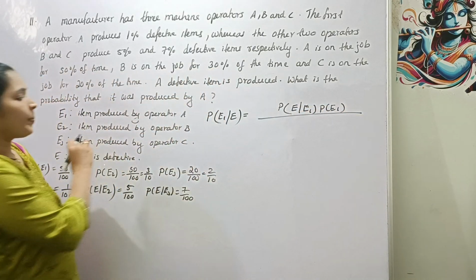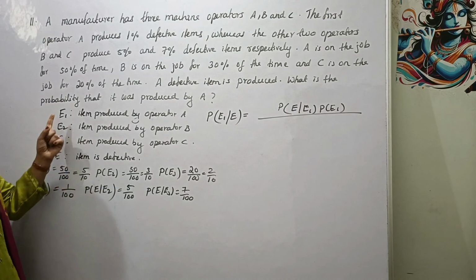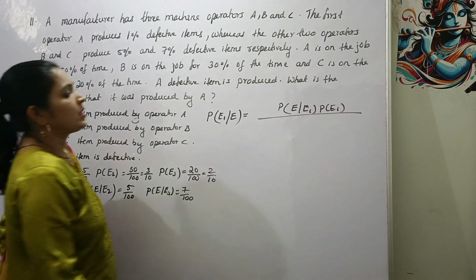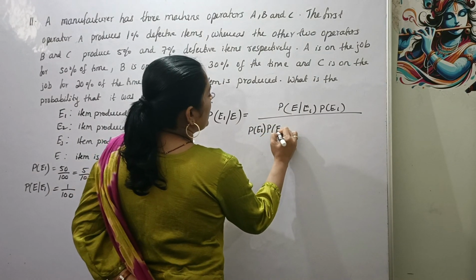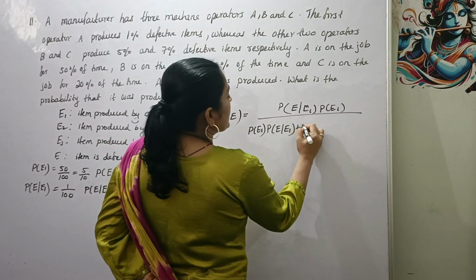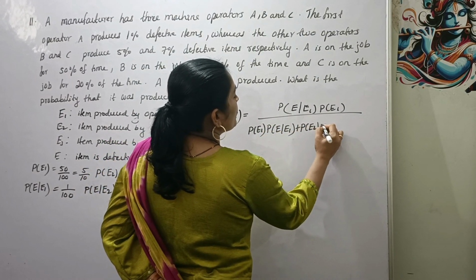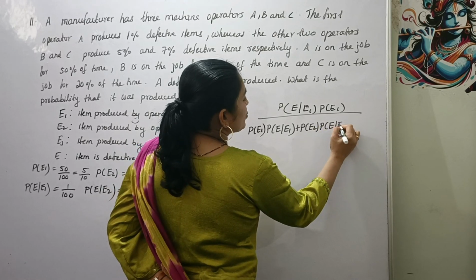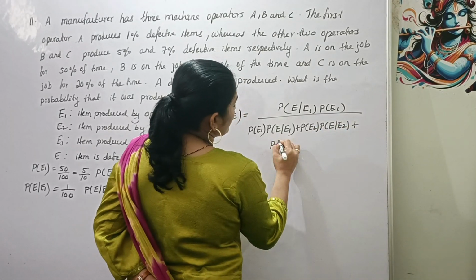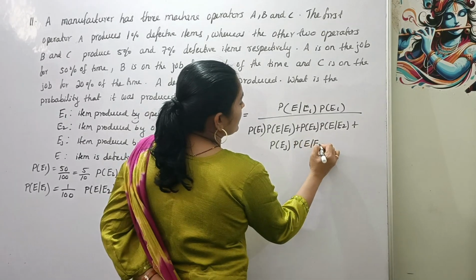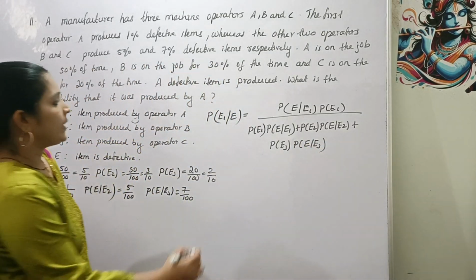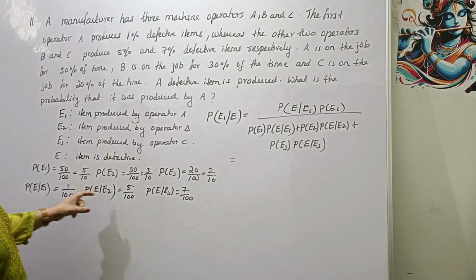there are three operators, three events, that is E1, E2, E3. So probability of E1 into probability of E given E1, plus probability of E2 into probability of E given E2, plus probability of E3 into probability of E given E3. That is equal to, substitute these values.